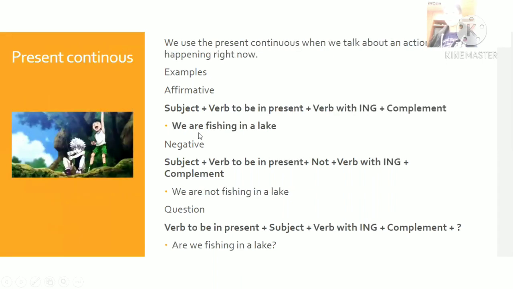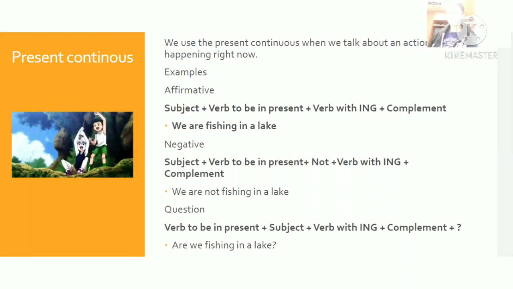And the present continuous. We use the present continuous when we talk about an action that is happening right now, exactly when we're talking to the person. An example in affirmative, we have: we are fishing in a lake. The structure is subject, verb to be in present, verb with ing, and the complement.